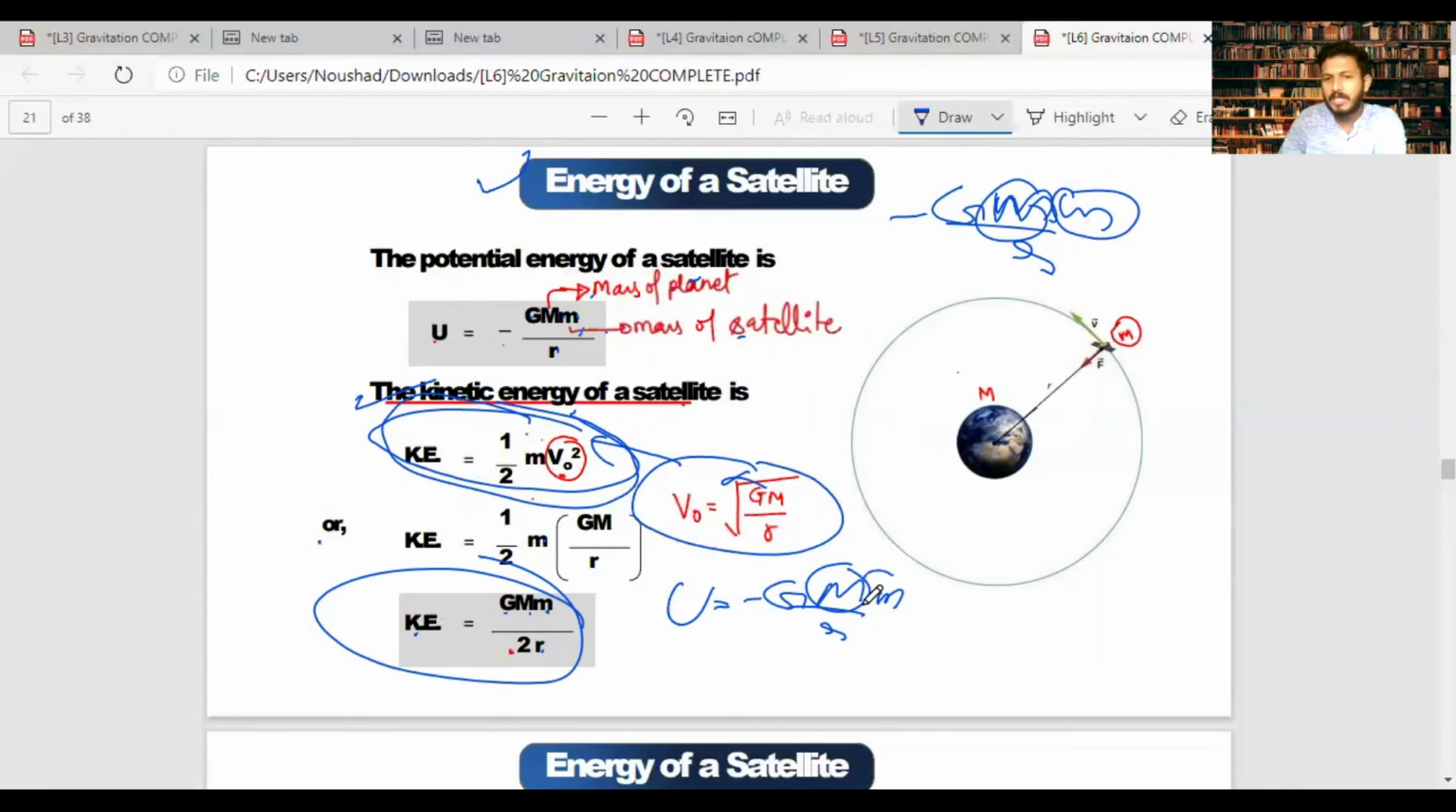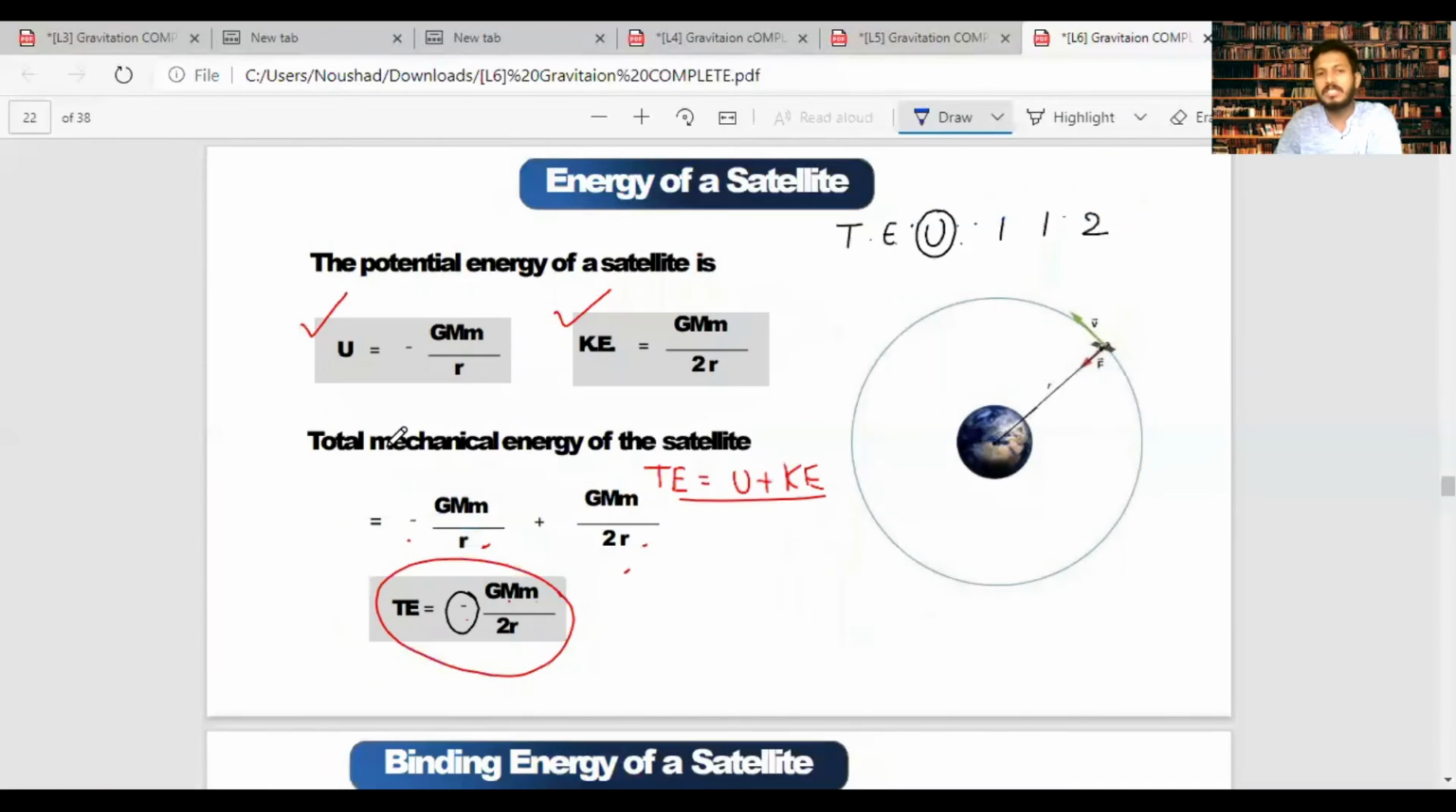Small letter m is the satellite mass. R is the distance from the center of the planet to the satellite. Kinetic energy is GMm by 2r. I have discussed this in detail. The potential energy equation of the satellite is given, and the kinetic energy equation is given.